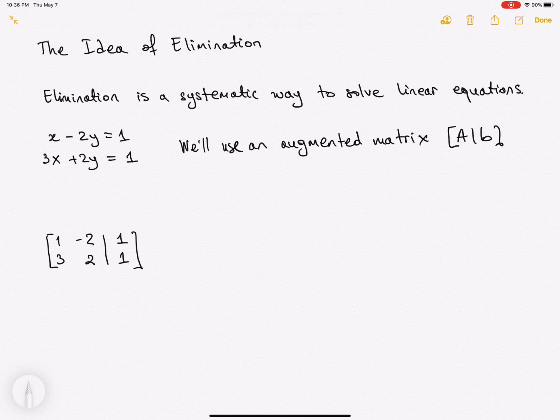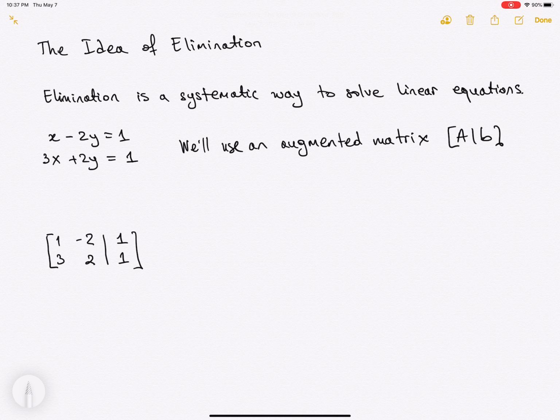Now let's talk about elimination. We've introduced a couple of times systems of linear equations, and I told you ways to look at them, and I mentioned we will be talking about systematic ways to solve linear equations. Well, that systematic way is called elimination.